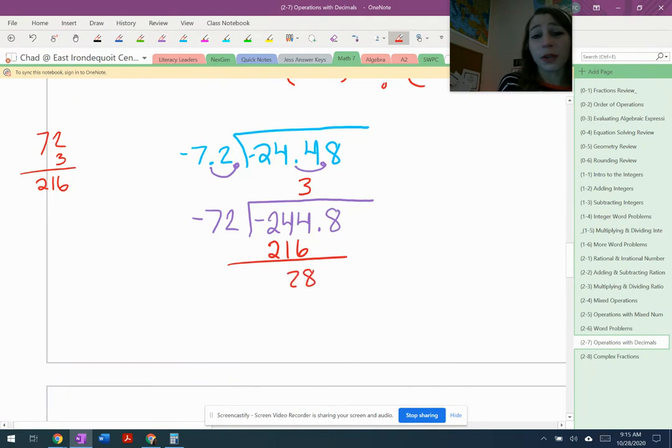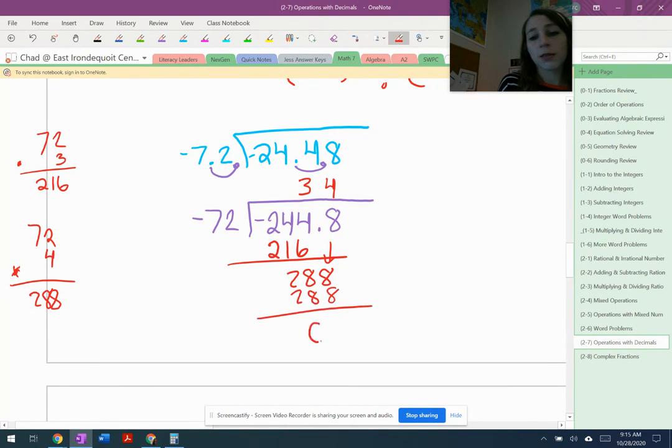72 can't go into 28, so I carry down that 8. So 72 times 3 gave me 216, so I'm going to try 72 times 4 and see what that gives me. 288. Boom, which is actually really nice. So 4, 288, subtract, 0. And then that decimal point just carries right up.